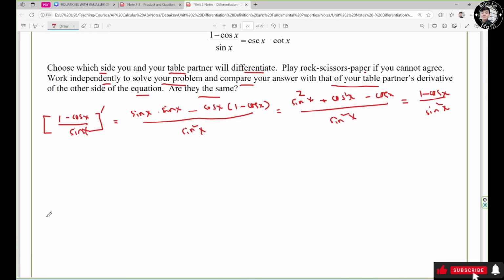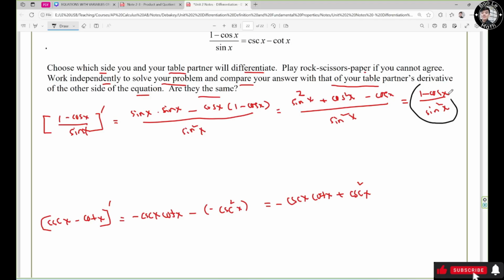Second one, I need to take derivative of cosecant s minus cotangent s. So now derivative of cosecant s is going to be negative cosecant s cotangent s. Now derivative of cotangent s is going to be negative cosecant square of s. So minus negative cosecant square of s. Now I'm going to simplify this one. This turns out to be negative cosecant s cotangent s plus cosecant square of s.